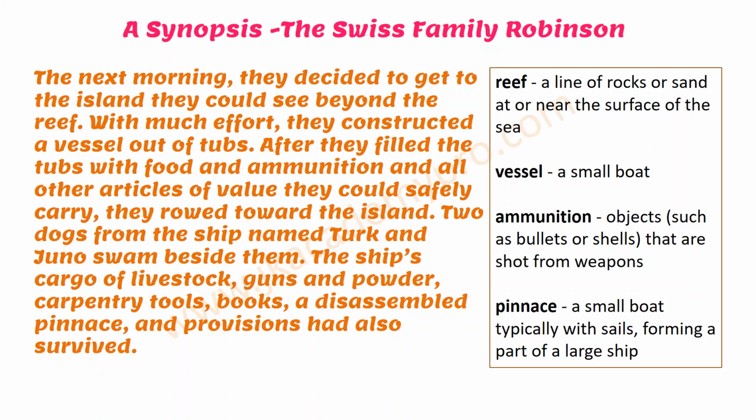The ship's cargo of livestock, guns, and powder, carpentry tools, books, a disassembled pinnacle, and provisions had also survived. So in the ship, what all things had survived, that is did not perish, did not die, was the livestock. Now what do you mean by livestock? There were other animals also like chickens and hens and all that. So those livestock survived, as well as what else survived?